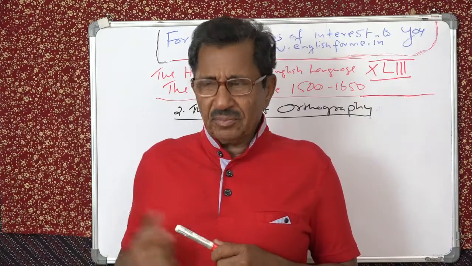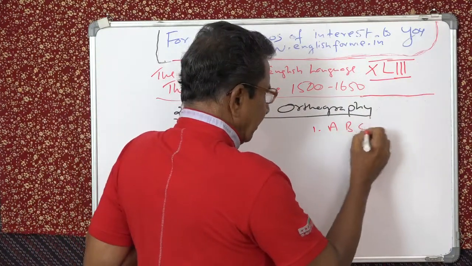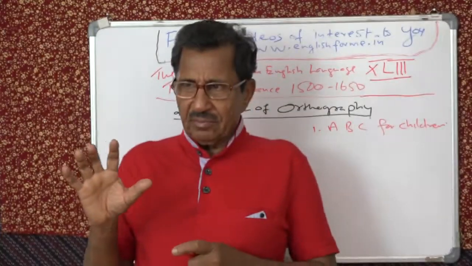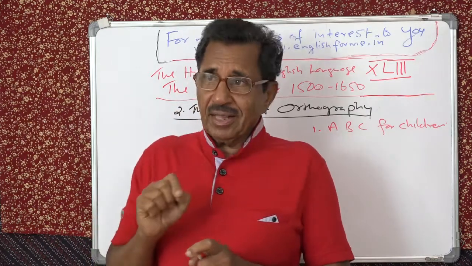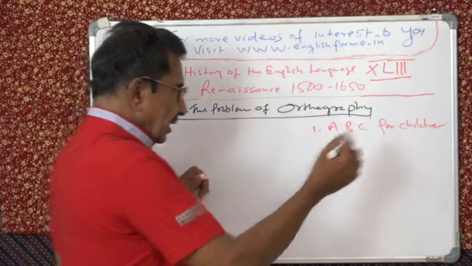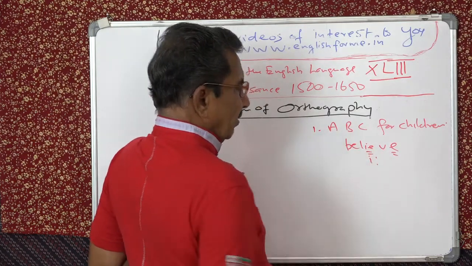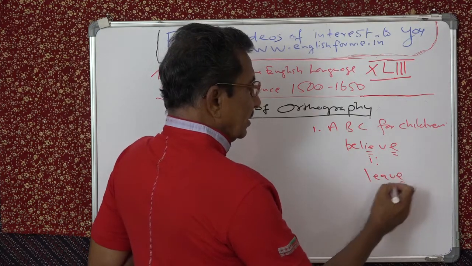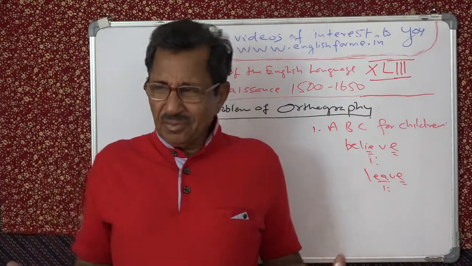There were many attempts made by writers. For example, one attempt was made by an author who is not known exactly: ABC for children. That's the first attempt. That is to direct people, to guide people. The author of ABC for children said the final E should be used wherever the preceding vowel is long. So his introduction was this: believe. See, this final E means this vowel is long. Then leave, L-E-A-V-E. Again the vowel is long. So wherever the preceding vowel is long, there should be the final E. Many reforms were there, but this is one of them.